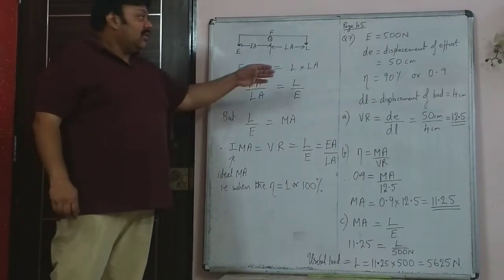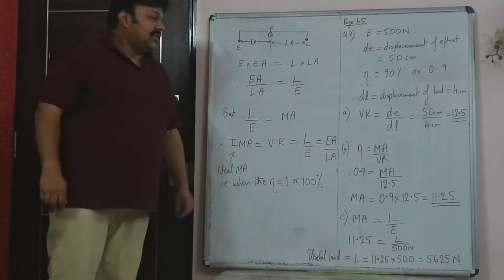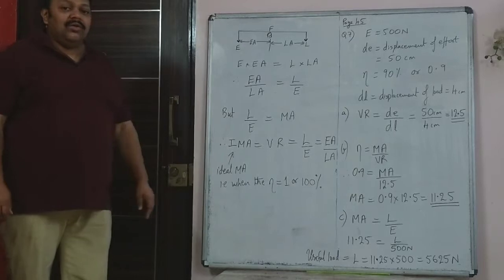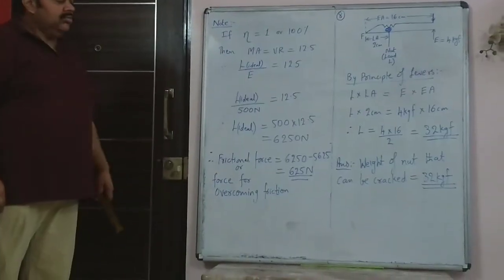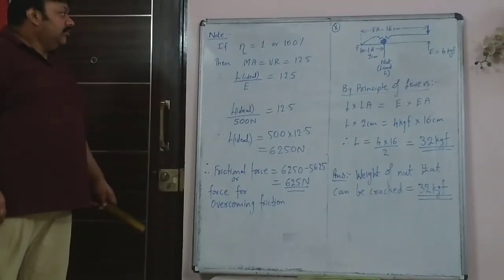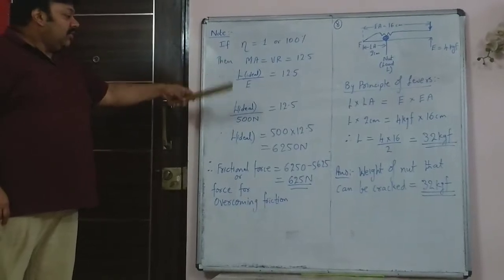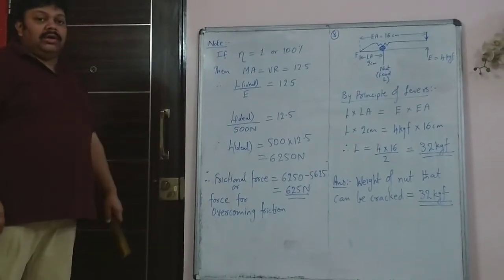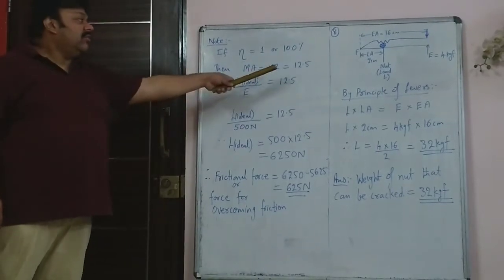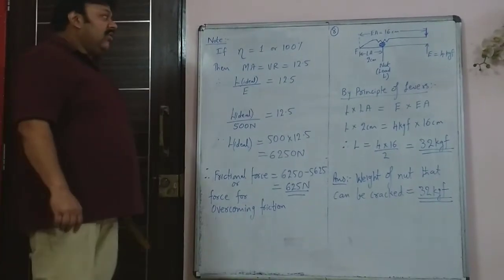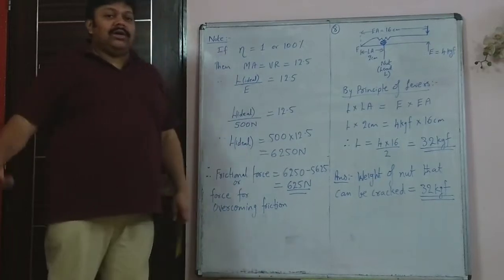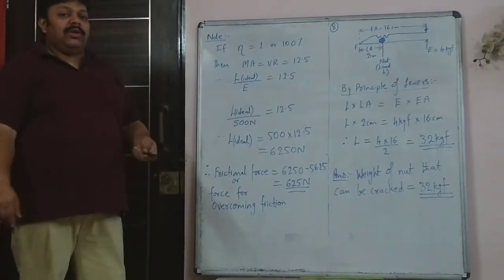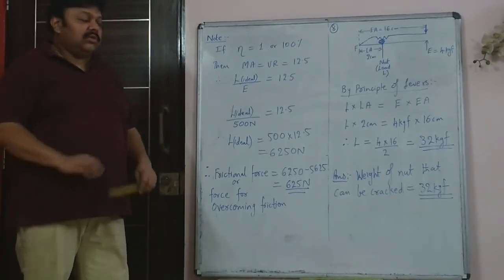So copy this down. This is the 7th sum. These are simple sums based on what formula you have written. Now here, continuation of what was written earlier. If the efficiency was 1 or 100%, that means MA and VR would have been the same, that is 12.5. Actually we got MA as 11.25 because the efficiency was 90%.